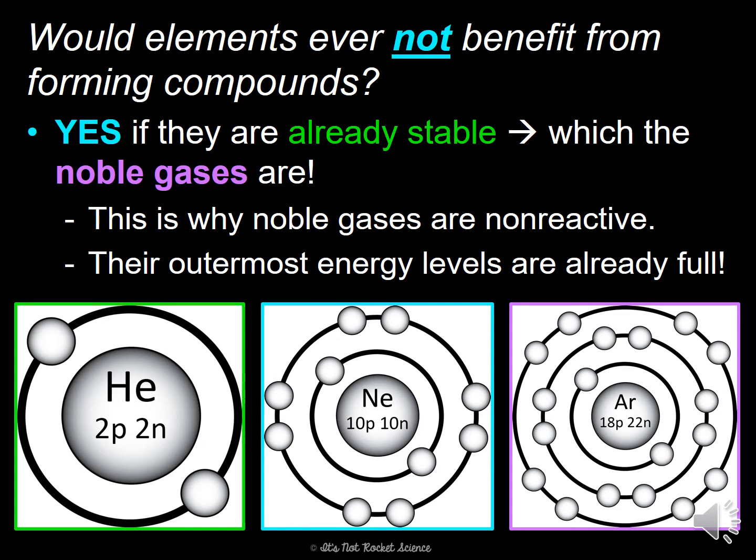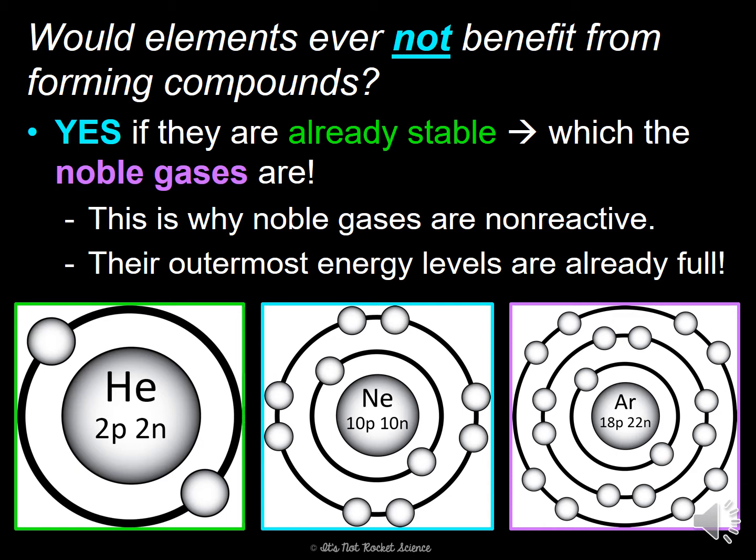Everything's already full. So helium is the very top element of that group. It has 1 shell because it's in the first row, and the first shell can hold up to 2. And since helium has 2, that has a stable outermost shell, with 2 valence electrons.